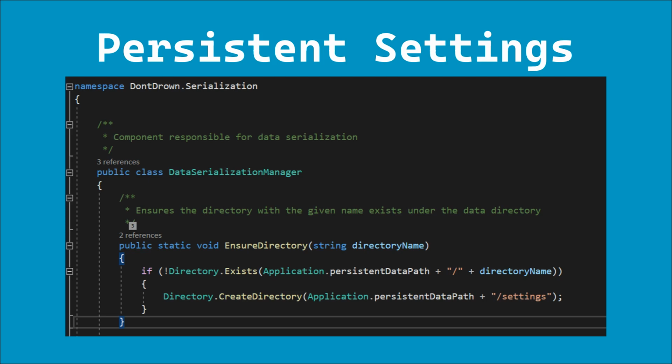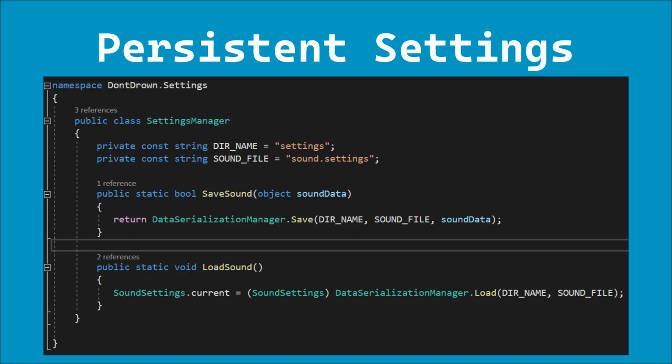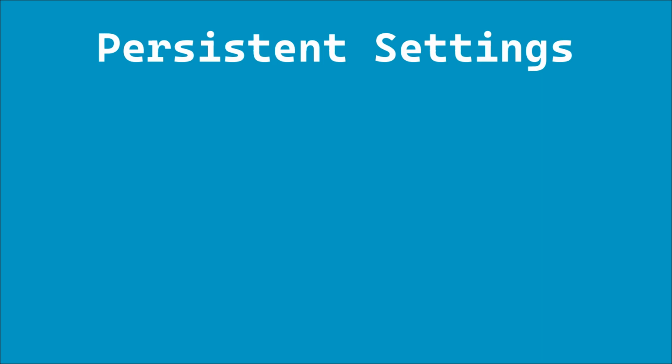This used a system similar to the save system, except I took the opportunity to make a general purpose component that handles serialization. Saving the settings just calls this with a directory, file name, and object to save. In the future, I'll change the game data save system to also use this and remove duplicate code.